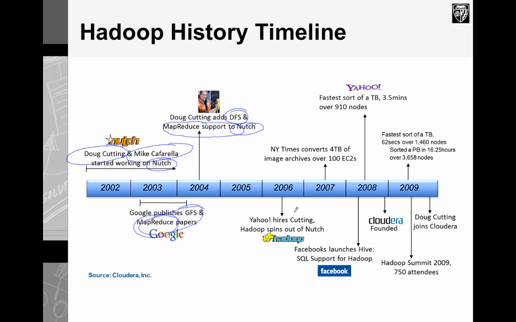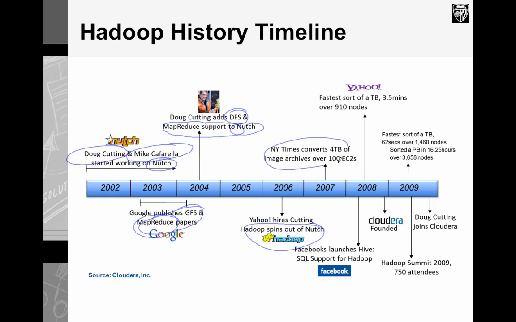And the years go on. Suddenly, Yahoo hires Cutting and launches the project called Hadoop, which is an open source project, and they launch it off as a spin-off from Nutch. This is going to become the future of big data processing using Hadoop. So the project gets launched.